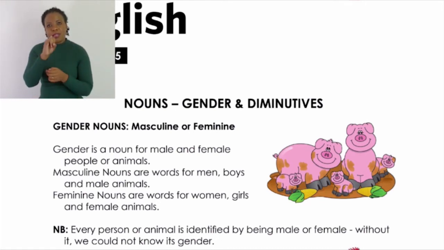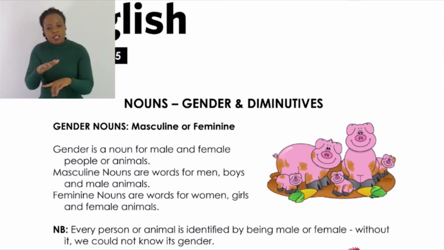One may want to know, what is gender? Yes, gender is a noun for male and female people or animals. Masculine nouns are words for men, boys, and male animals. I understand you still remember that during the last lessons, you talked about nouns, and you were defining nouns as names of things, names of people, names of places. You talked about proper and common nouns.